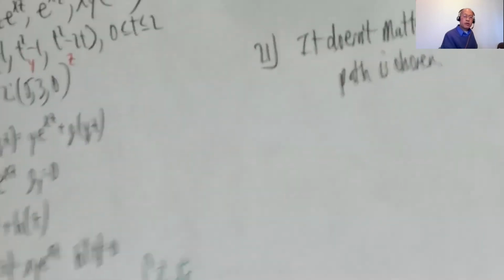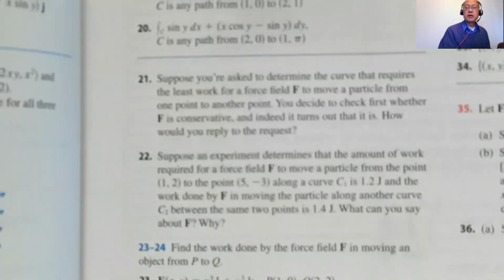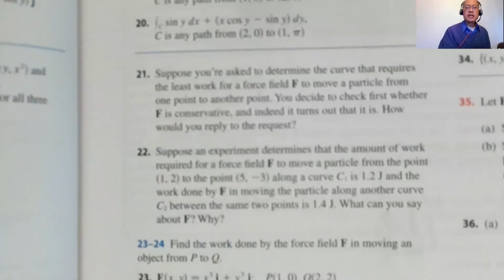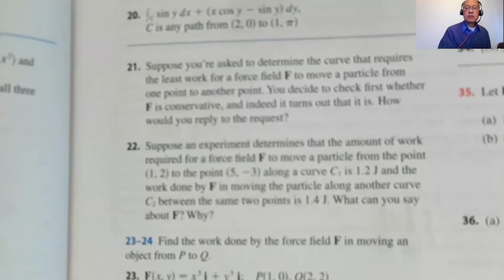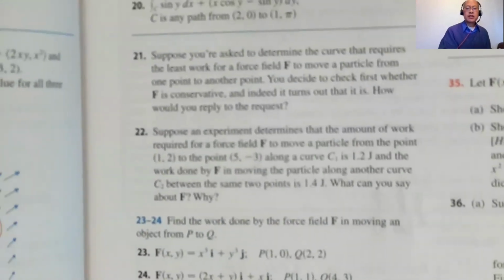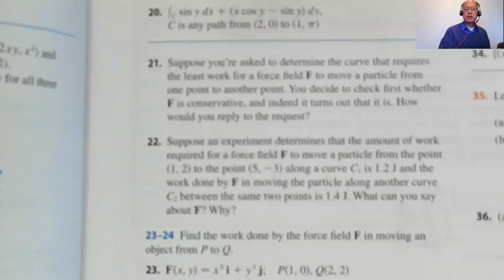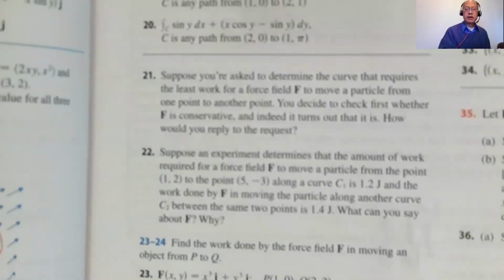Okay, finally 21. Suppose you're asked to determine the curve that requires the least work for force F to move a particle from one point to another point. You decide to check whether F is conservative. And indeed, it turns out that it is conservative. How would you apply it to this request?